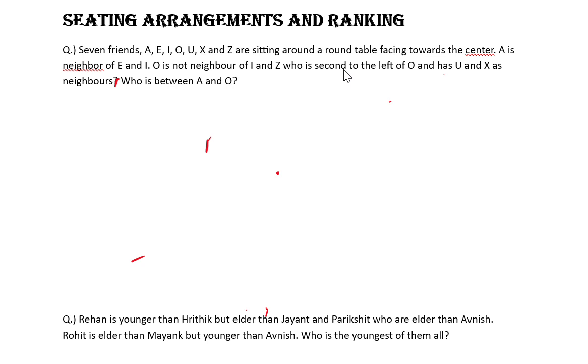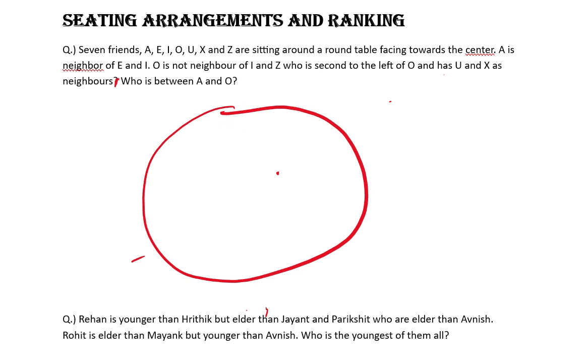Now these are all previous year questions of CIL, so I am trying to solve them accordingly. You can also practice more and more questions. Our first question is about a circular sitting arrangement. Here 7 friends are given who are sitting around a circular table.